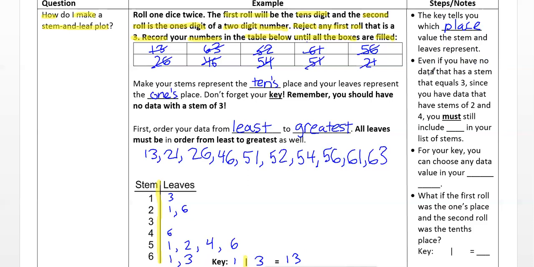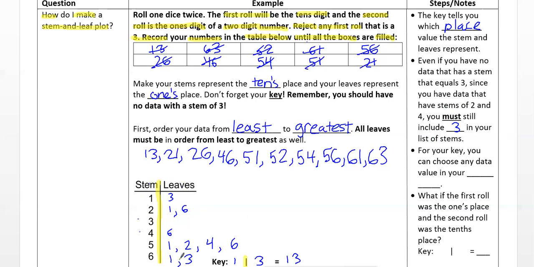Even if you have no data that has a stem that equals 3. So we have no data that has a stem that equals 3. Since you have data that have stems of 2 and 4, you must still include 3 in your list of stems. This is a mistake students make each year. They go, oh, I have no data that has a stem of 3, so I shall just skip 3 on my list. No, you can't skip 3. If you have data in the 2s and data in the 4s, you got to put the 3 there, even though there's nothing here.